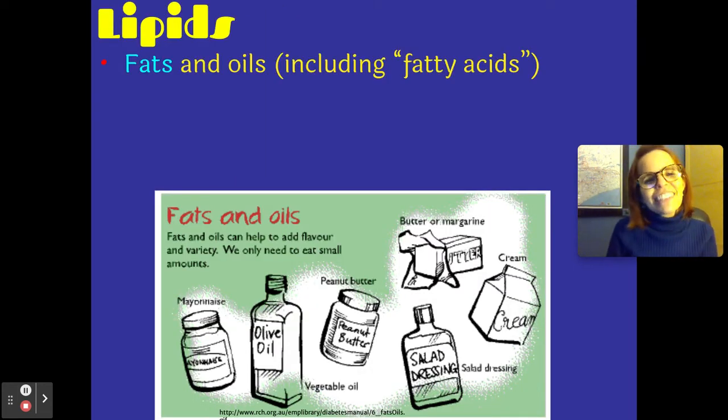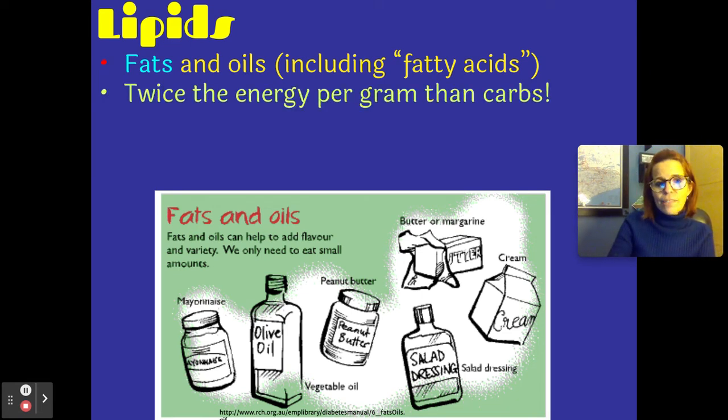All right. So what are lipids? Lipids are fats and oils, including the fatty acids, which many of you have heard of. They have, ironically, twice as much energy per gram than carbs. My students sometimes ask, "Well, KJ, why don't we eat lipids? Why are we eating carbs if they're so full of energy?" Well, the issue is that it's too much energy. You don't need that much energy.